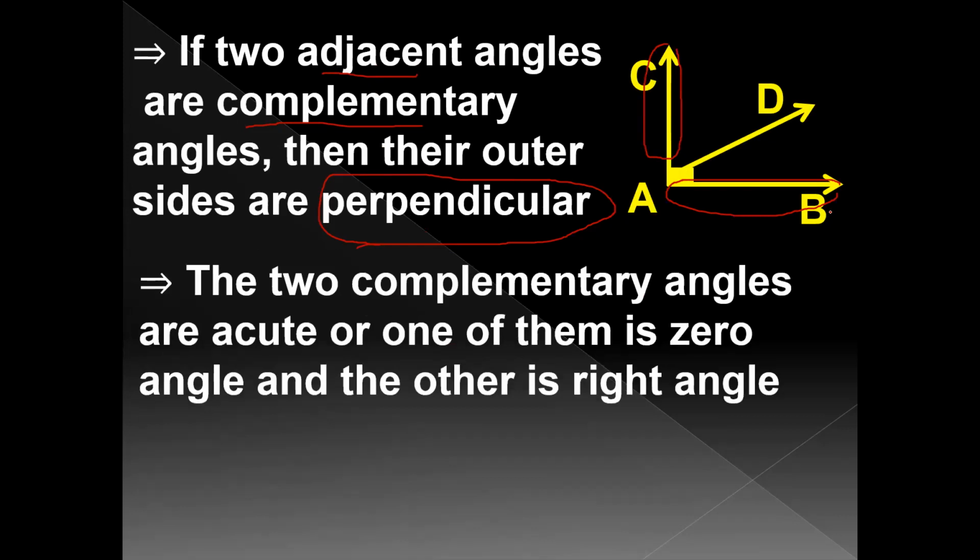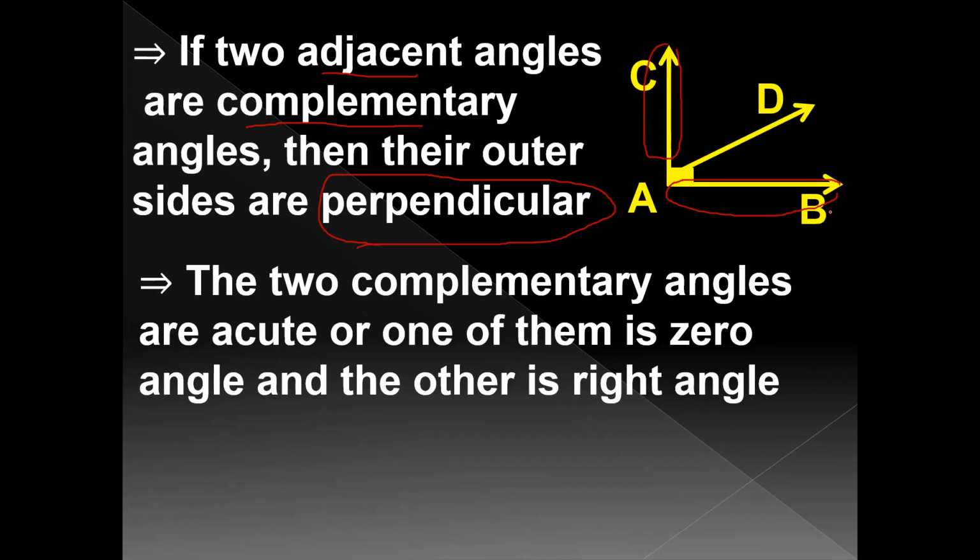The two complementary angles are acute, or one of them is a zero angle and the other is a right angle. If we have two complementary angles and one of them is an acute angle, what will the other be? Complementary angles means that their sum is 90 degrees. So if one of them is acute, the second angle should be acute also.